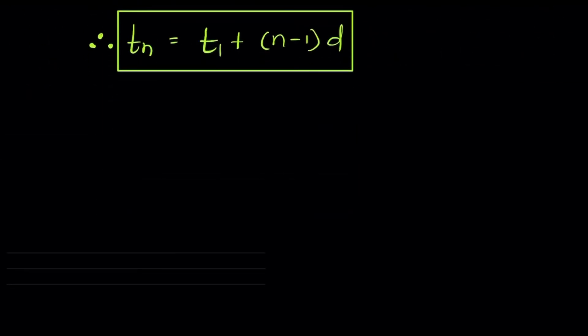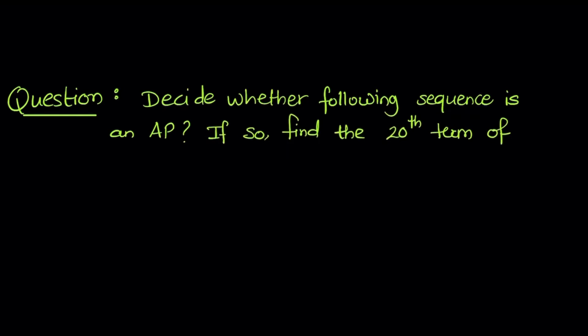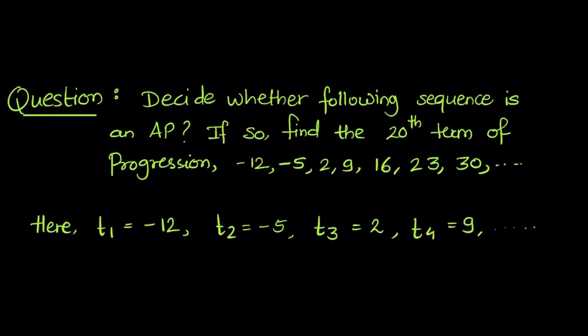So now we will solve some problems. First, decide whether the following sequence is an AP, and if so, then find the 20th term of the progression: minus 12, minus 5, 2, 9, 16, 23, 30 and so on, right? So this is an AP, and we have to tell first why this is an AP, and then find the 20th term, right? So write down T1, T2, T3, T4 and so on. Here T1 is minus 12, T2 is minus 5, T3 is 2, T4 is 9 and so on.